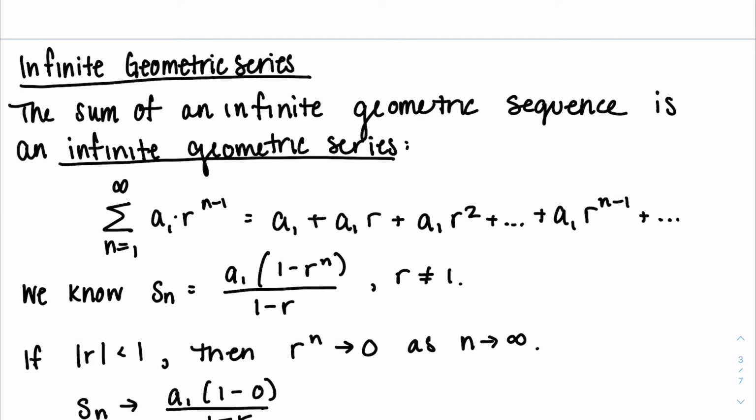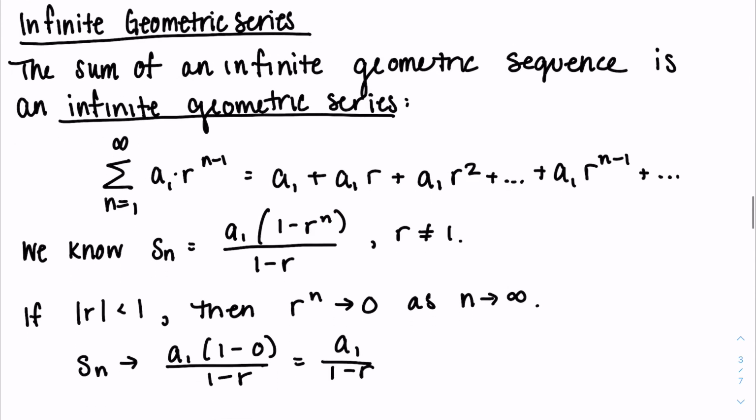So that partial sum would approach a1 times (1 minus 0) over (1 minus r). Basically this will disappear as n goes to infinity. So it'll equal a1 over 1 minus r as you let more and more terms from your series into the sum. So if that common ratio is something between -1 and 1, this will actually equal something.